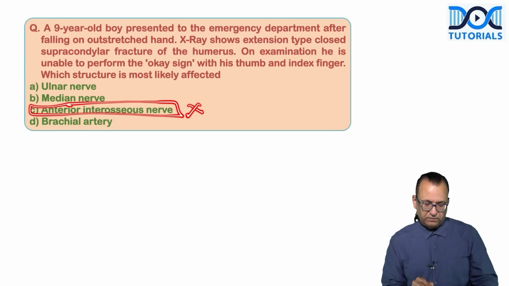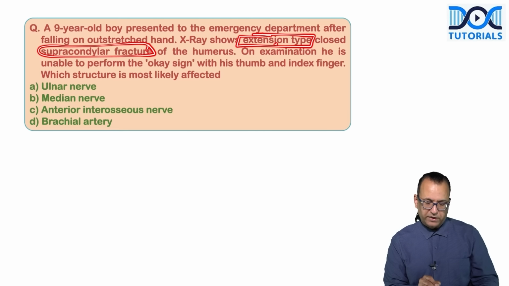If it is not given, then I might take my answer as median nerve, partial injury. It is not completely injured. Because of this extension type of supracondylar fracture, only median nerve is pulled. It is not totally damaged, it is partial injury. Only those axons are compromised which enter anterior interosseous nerve.